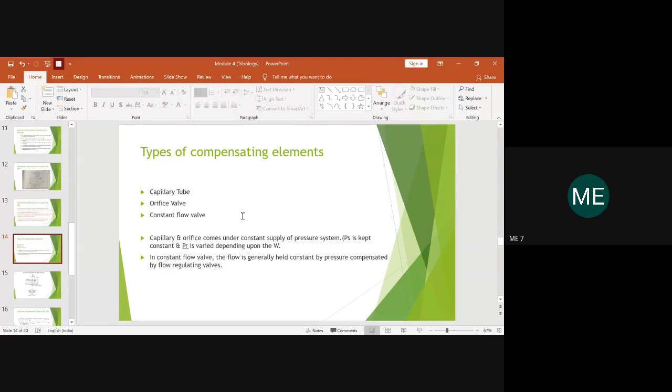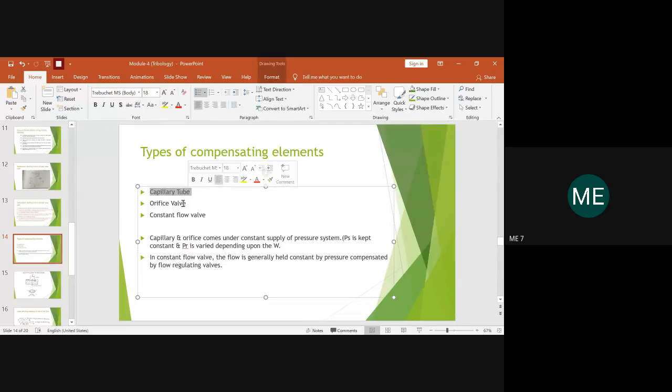Even the compensating elements play a vital role. Basically, in hydrostatic bearings, we go with three types of compensating elements. One is the capillary tube, second is the orifice valve, and third is the constant flow valve. So what happens here basically?